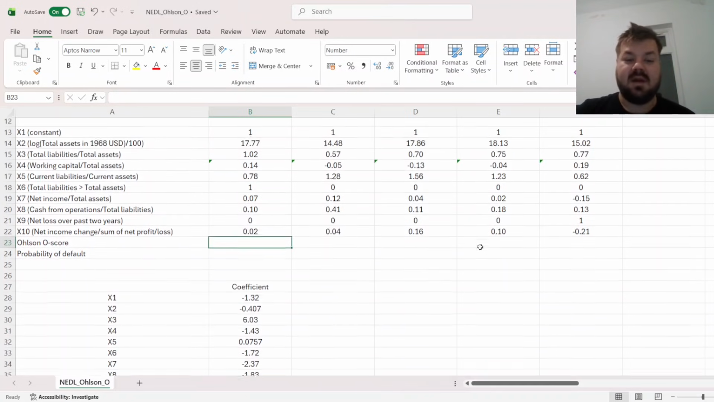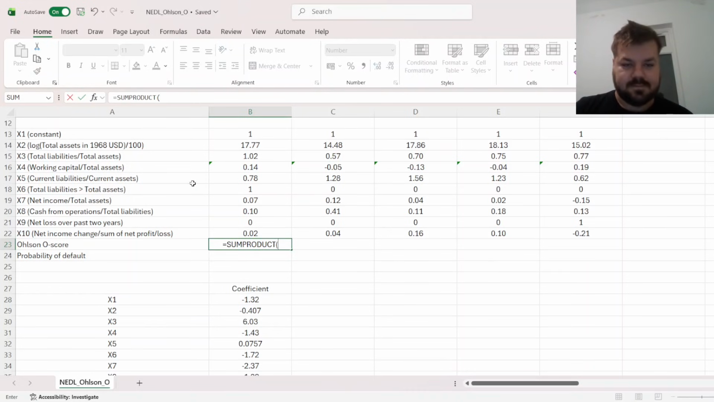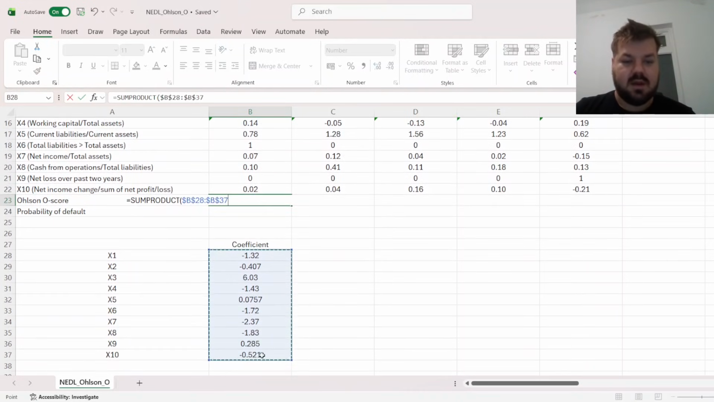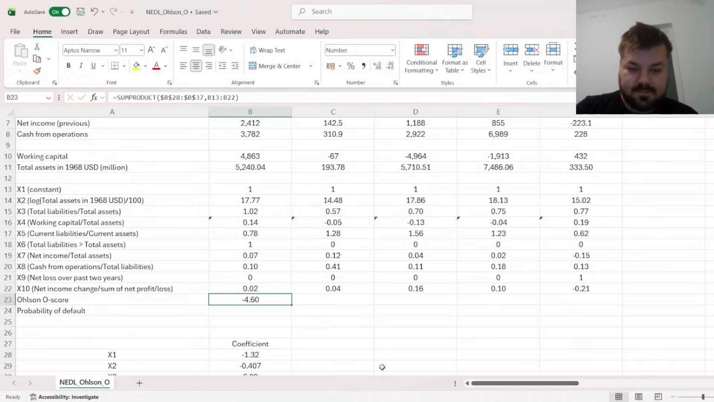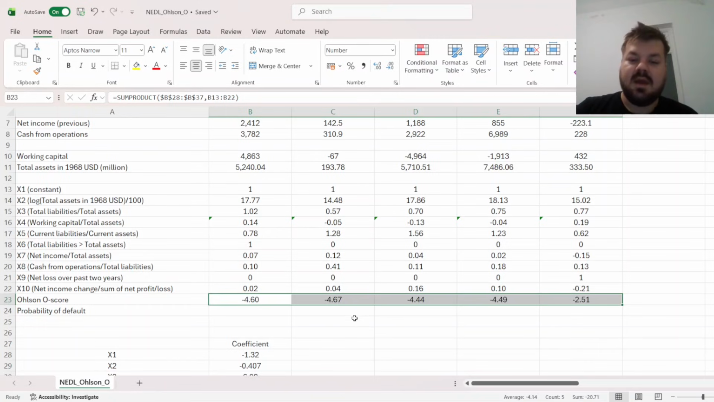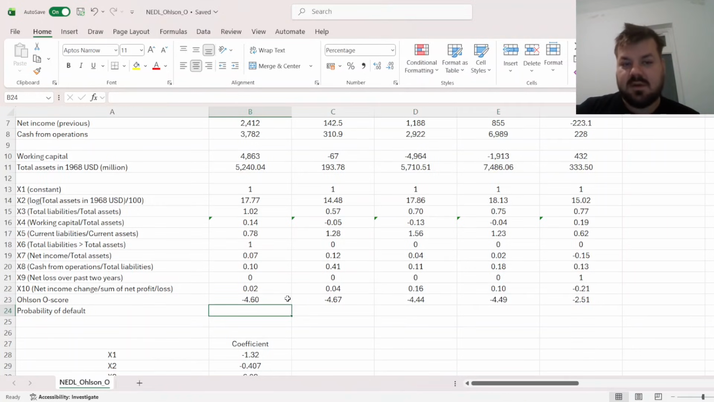Now we can finally apply the model, use the sum product of the coefficients that we locked, and refer to the variables for this particular company and apply it across. Now we can simply use the standard normal distribution. So unlike the Altman Z-score, where we could not interpret it as a probability, and we just needed to use the thresholds that were specific, here we can plug it into a distribution and evaluate the probability of default.